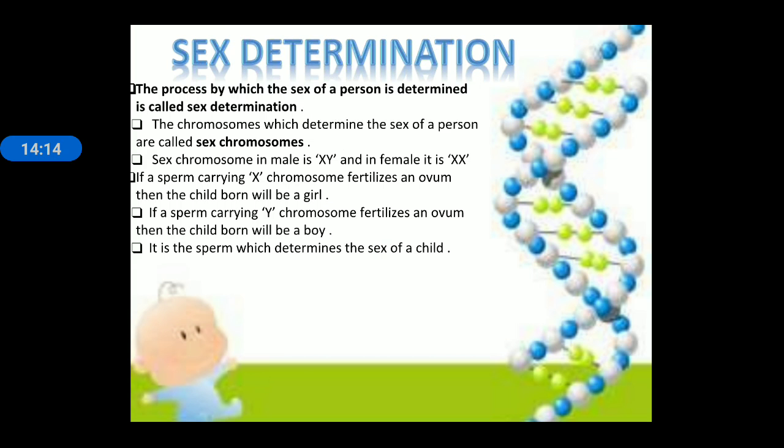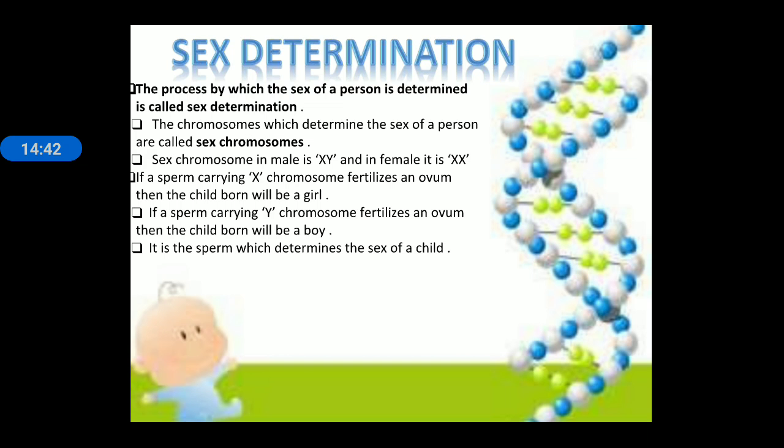Next is sex determination. Now, what is sex determination? In this, we can easily predict what the sex of the next generation, the child, will be, male or female. The process by which the sex of a person is determined is called sex determination. The chromosome which determines the sex of a person is called the sex chromosome. Sex chromosomes in male are XY and in female XX.